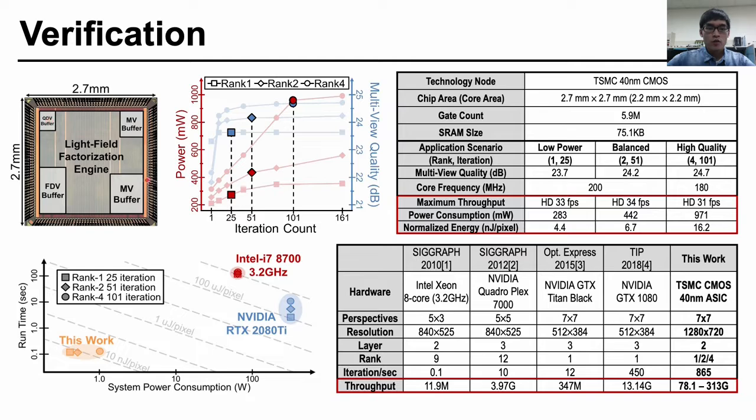This light field factorization processor supports 7x7 views, rank 1, 2, and 4 factorization. The maximum throughput reaches up to HD 31 frames per second while consuming 2 to 900 mW. The normalized energy of this work is reduced by a factor of 10,000 compared to the GPU platform, and the computational throughput is 6 to 24 times faster than the previous state-of-the-art.